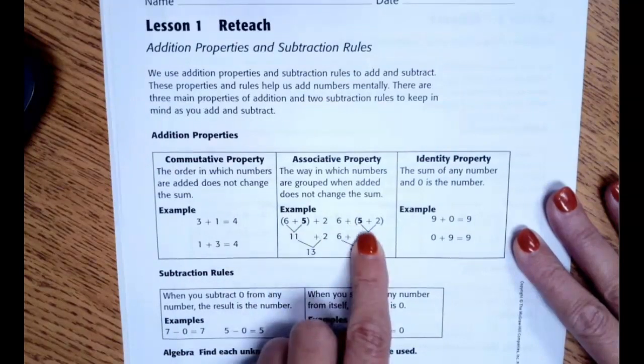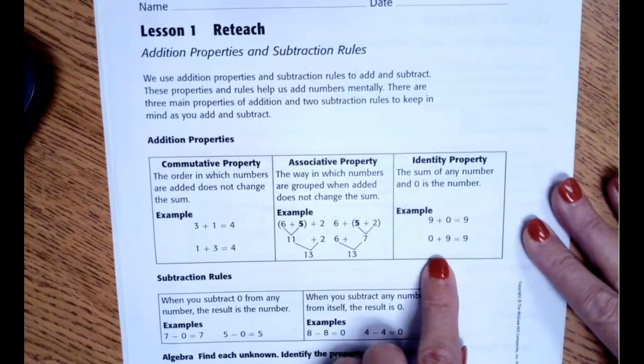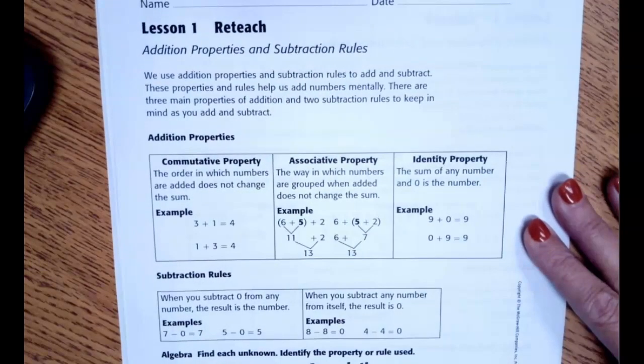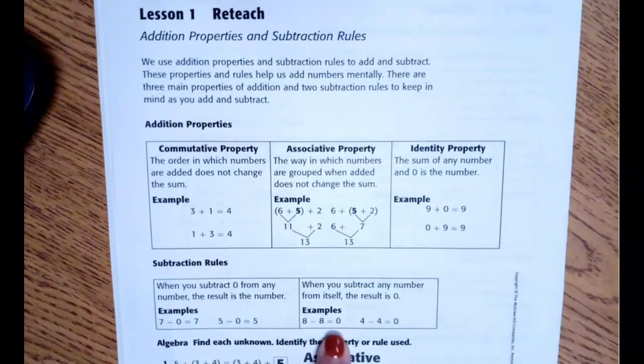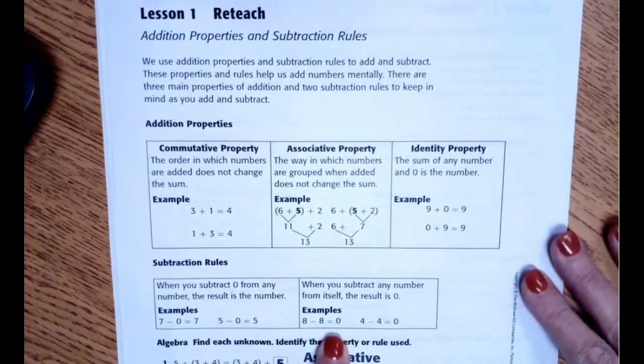Doesn't matter with addition. And then the identity property just states that the sum of any number and 0 is that number. 9 plus 0 is 9. 0 plus 9 is 9. Subtraction rule: when you subtract 0 from any number, the result is that number. Example, 7 minus 0 equals 7, or 5 minus 0 equals 5. Our other subtraction rule is when you subtract any number from itself, the result is 0. Example, 8 minus 8 equals 0, 4 minus 4 is 0.